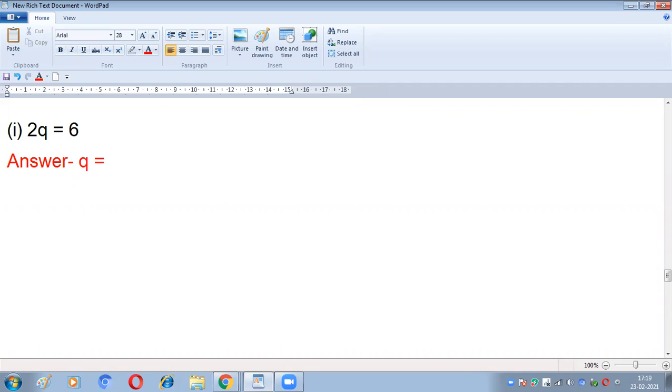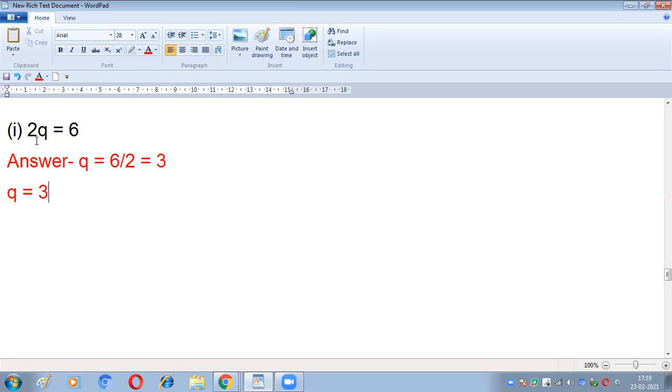q is equal to 6, and when 2 moves to the right hand side, it will be divided by 2, because 2 has the sign of multiplication. So 6 upon 2 is equal to 3. So the value for q will be 3. 3 multiplied by 2 is equal to 6. So 3 will be the answer for part I.